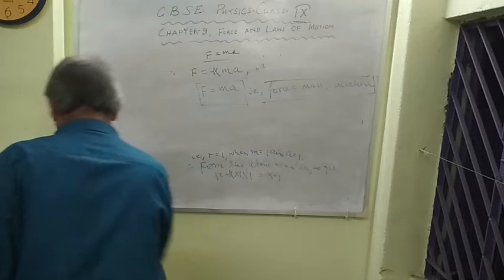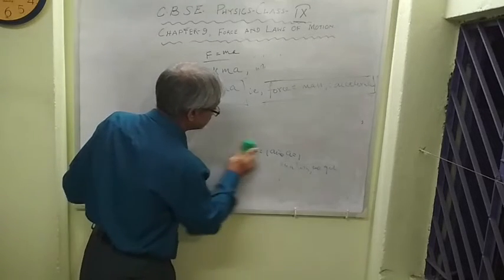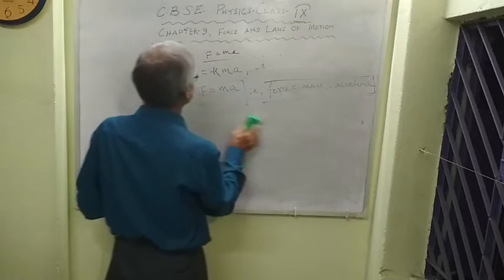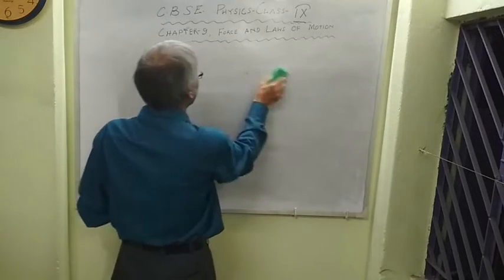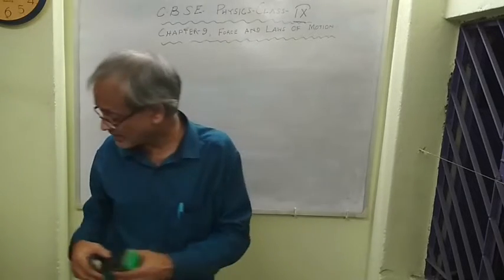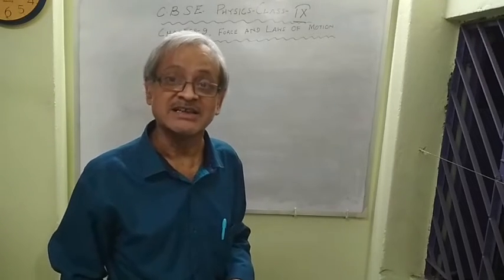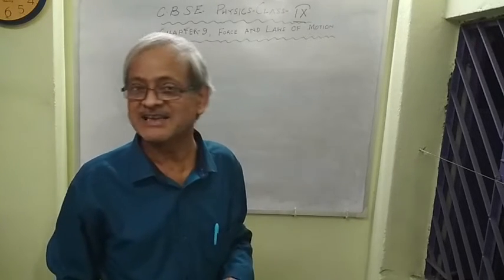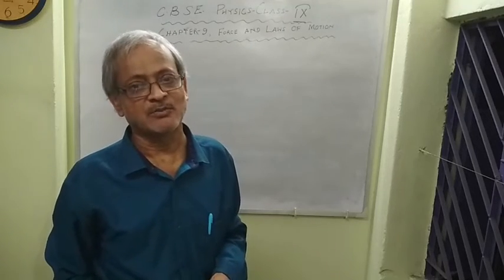Now, what is the universal law of motion? To every action there is an equal and opposite reaction. What do you mean by this? This action and reaction always act on two different bodies. They are nothing but two forces having same magnitude but opposite in direction.